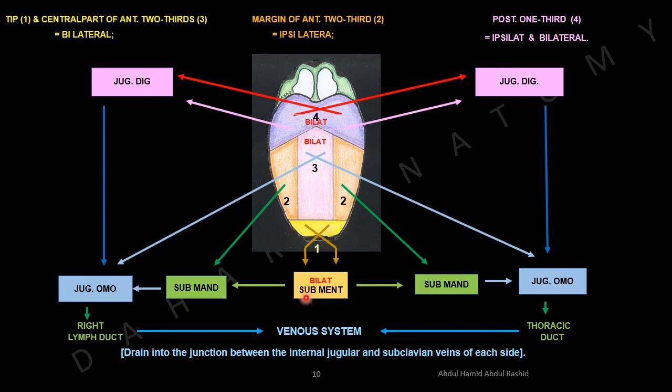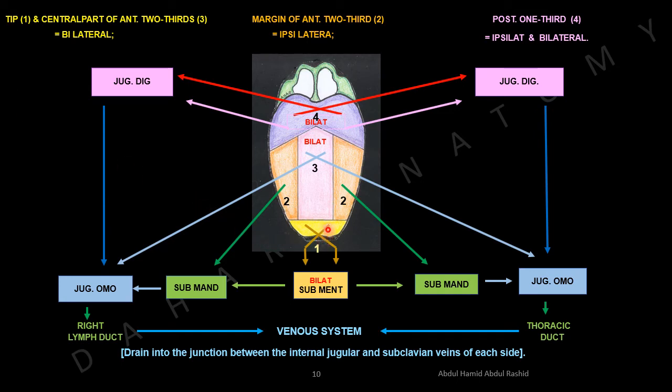This is submental lymph nodes, level 1A. This is submandibular lymph nodes, level 1B. This is jugulo-digastric nodes or upper deep cervical nodes, level 2. This is jugulo-omohyoid nodes, lower deep cervical nodes, level 4.